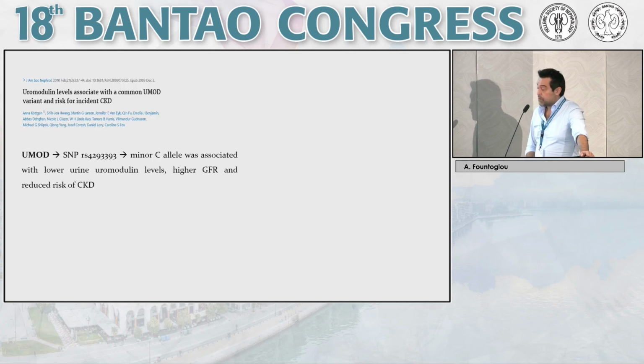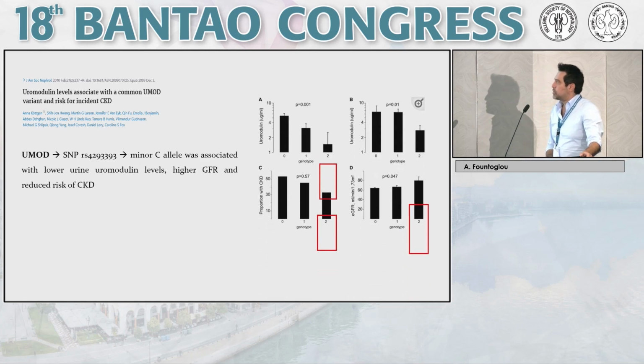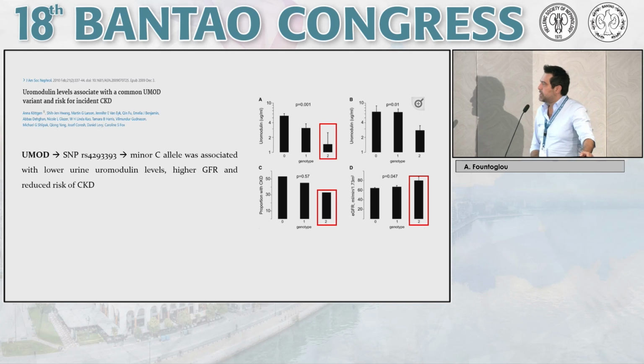In this second study of the same researcher group, researchers found another SNP to be associated with CKD markers, and specifically the minor C allele of this SNP was found to be associated with lower uromodulin levels, higher GFR, and reduced risk of CKD. So researchers have begun to translate this genetic association into a functional mechanism from gene to gene product.